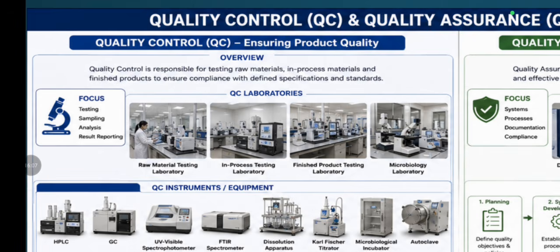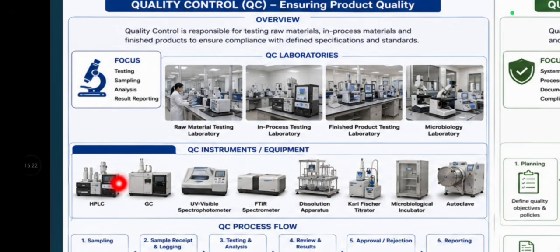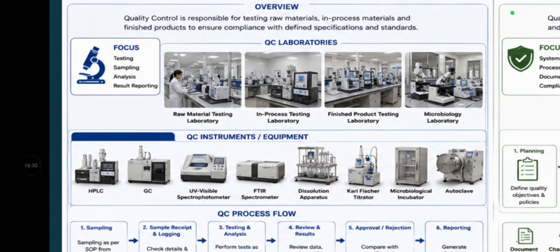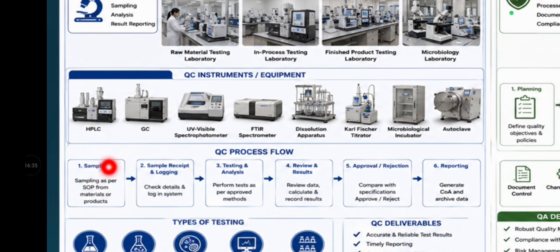QC laboratories have different types of labs available: raw material testing, in-process material testing, finished product testing, and a microbiology lab. These are the different equipment we are using in the QC lab: HPLC, UPLC, GC, UV, FTIR, dissolution, disintegration, Karl Fischer, and autoclave. These are the instruments. So what is the flow of this QC process? First of all, sampling is necessary as per SOP. After that, the details are checked and the sample is logged in the system.